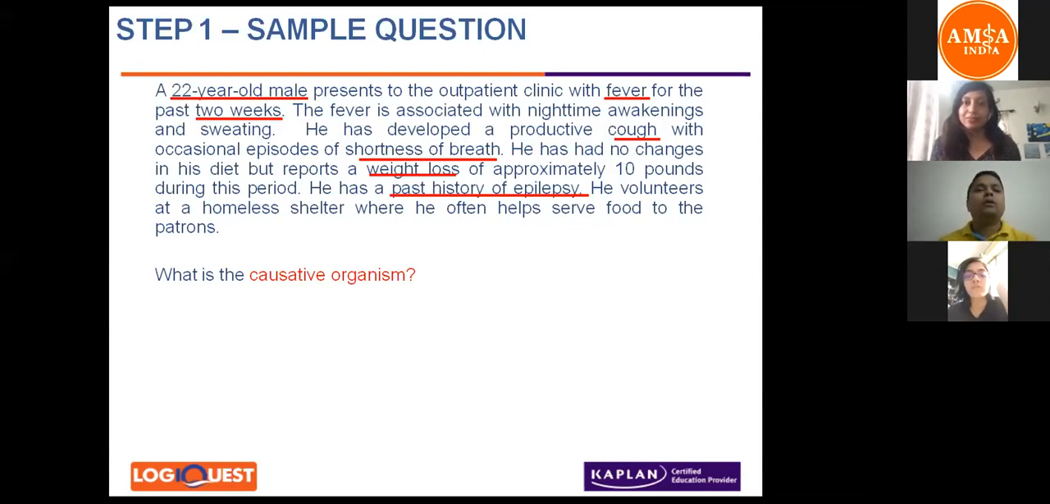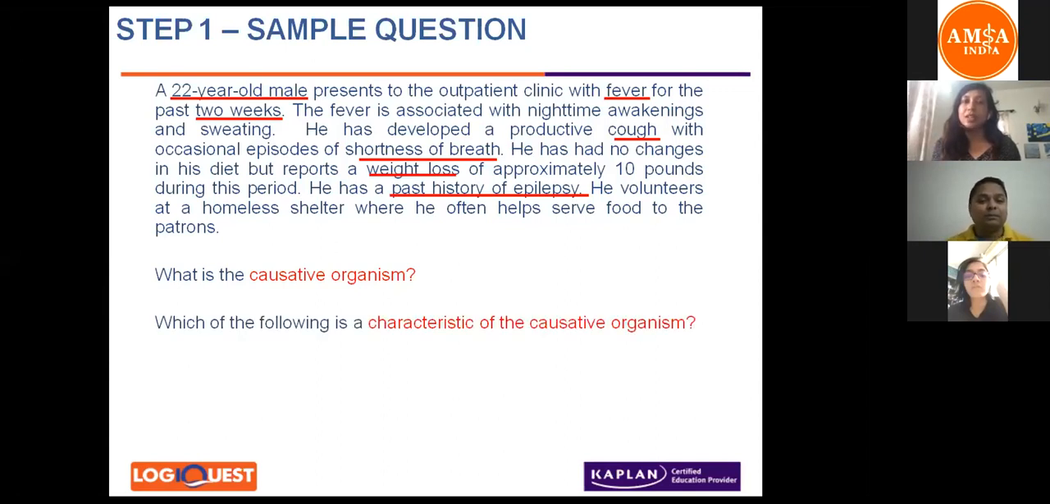The moment you had a look at this, it took you a few seconds to understand that it is a tuberculosis patient. And then within a fraction of a second, you could say it's Mycobacterium tuberculosis, right? But then this cannot be the USMLE question. The real USMLE question is this: which of the following is the characteristic of the causative organism? Now, what would you say?